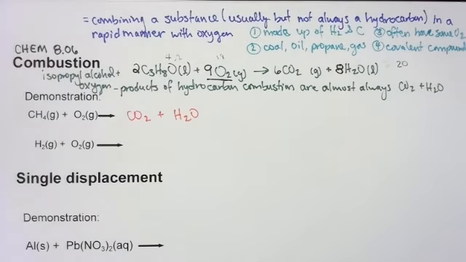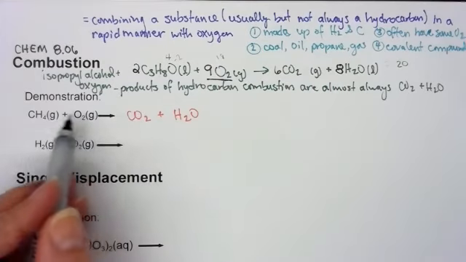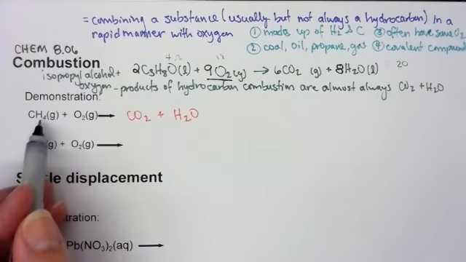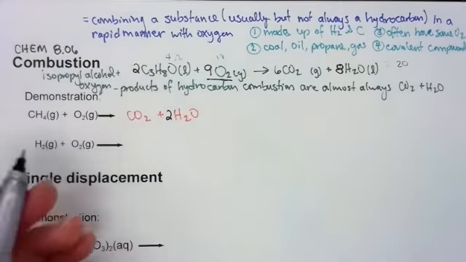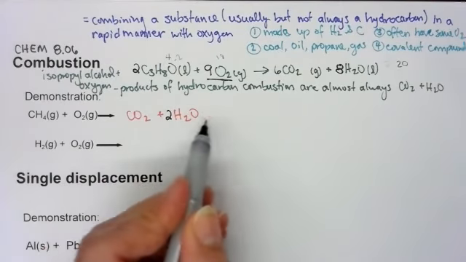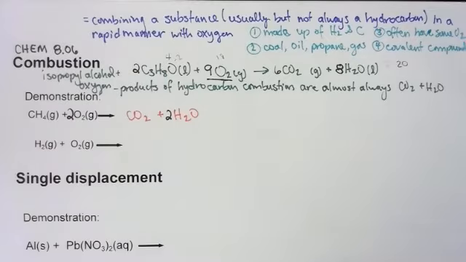This one's a little bit easier to balance. I've got 1 carbon, I've got 1 carbon. I've got 4 hydrogen. So I'm going to put a 2 in front of this to give myself 4 hydrogen. Now for my oxygen, I have 2 here and 2 here. So I have a total of 4 oxygen. So I need a 2 there.